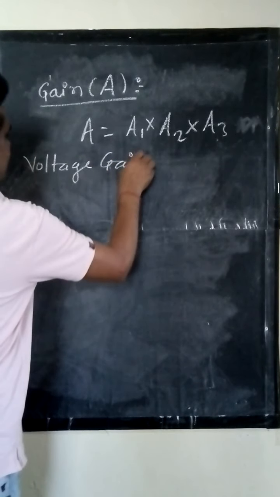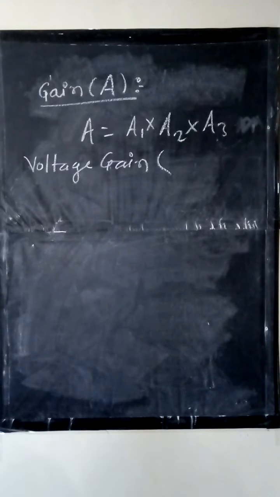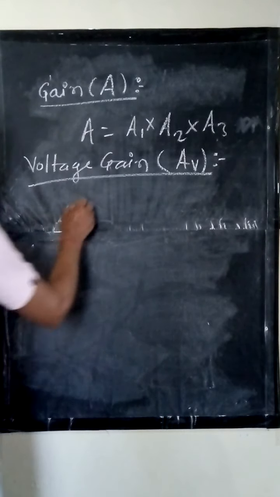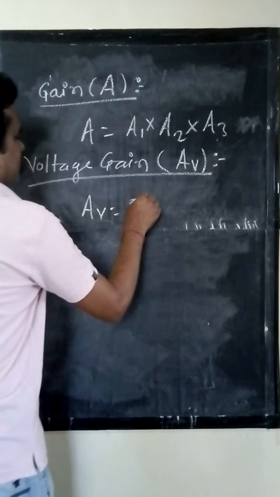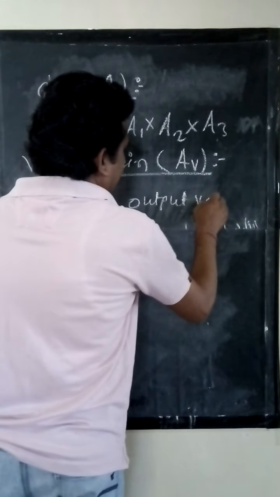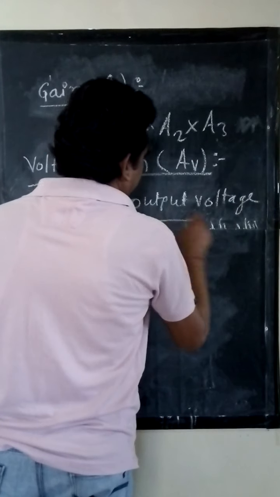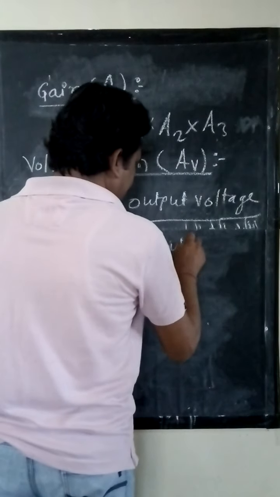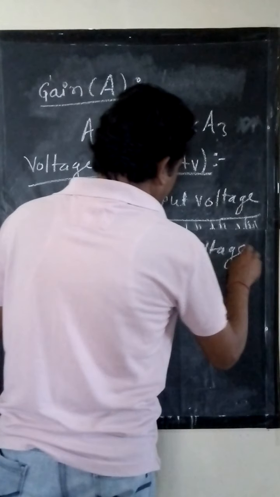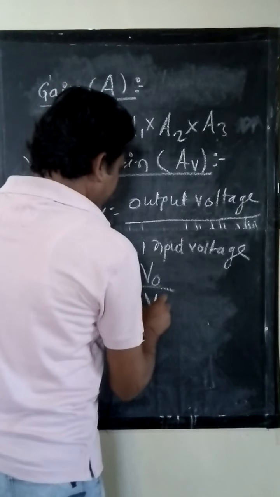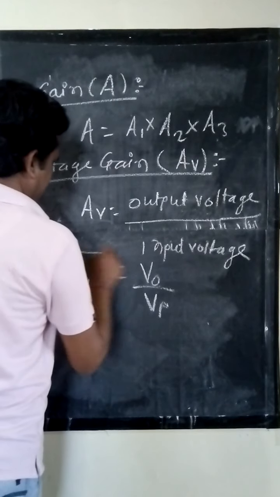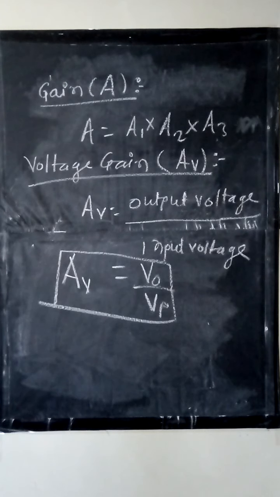Second one is voltage gain, that is AV. This AV equals output voltage divided by input voltage, equals V0 divided by Vi.